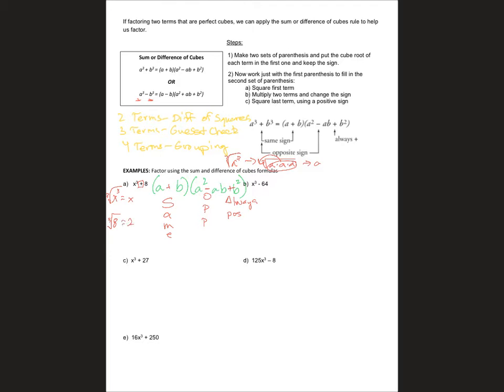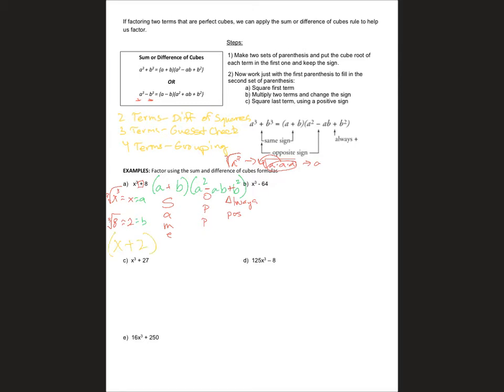So once I have my a and my b, all I have to do now is substitute it into the rule. So the first factor of those two factors is a plus b. So my a is x. My b is 2, so that's x plus 2.